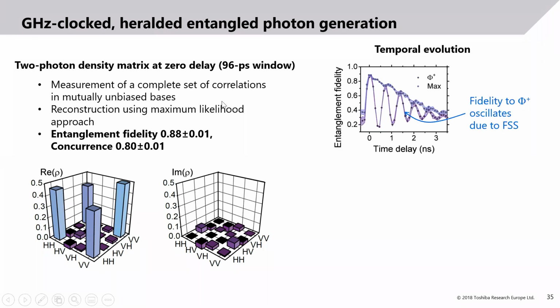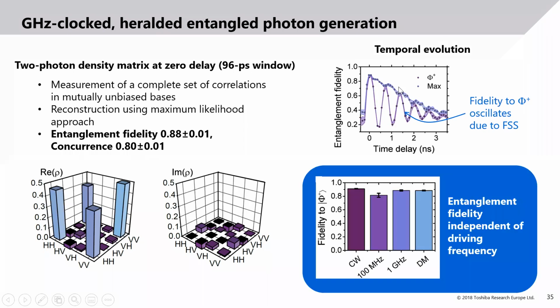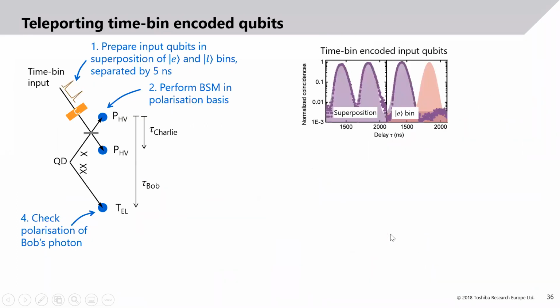And if we do this at non-zero time delay, we can still recover the oscillations which are due to the fine structure splitting as we had before. Now, I've done this measurement for a range of frequencies, so at CW, 100 megahertz, and then also 1 gigahertz, using the method I've shown you previously, and also this density matrix method. And what we can say is that the entanglement fidelity actually does not decrease if we start driving the quantum dot faster and faster.